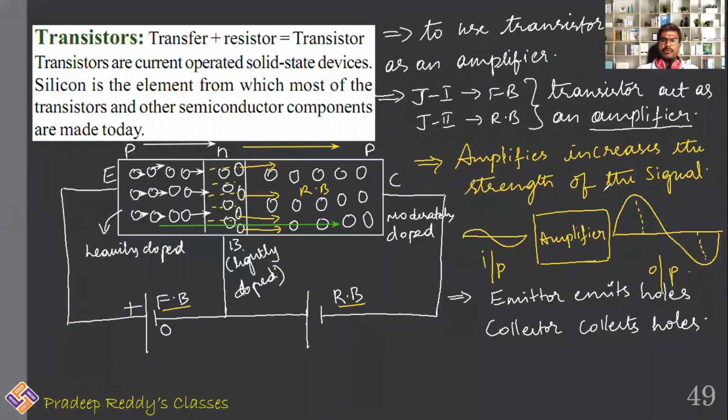A transistor is used as an amplifier by connecting the first junction in forward bias and the second junction in reverse bias. Most of the majority charge carriers will cross the base region and enter into the collector. Therefore, it acts as an amplifier.